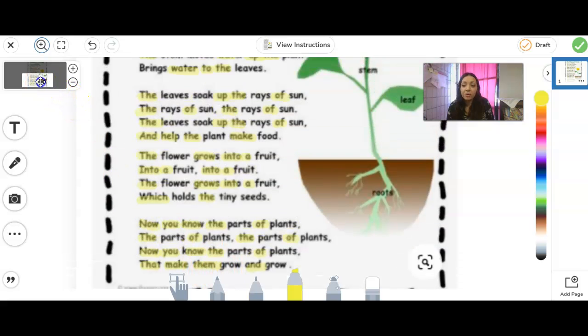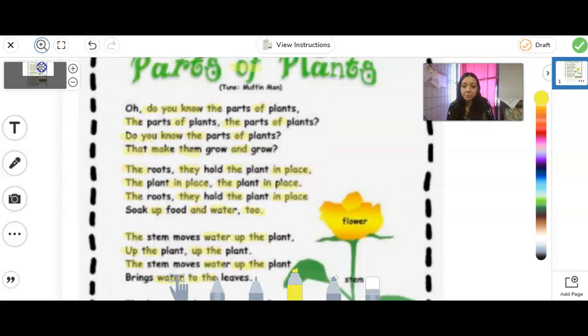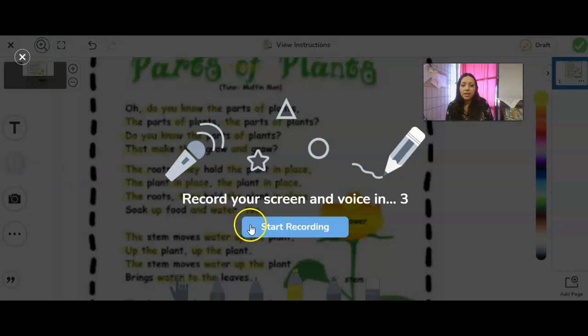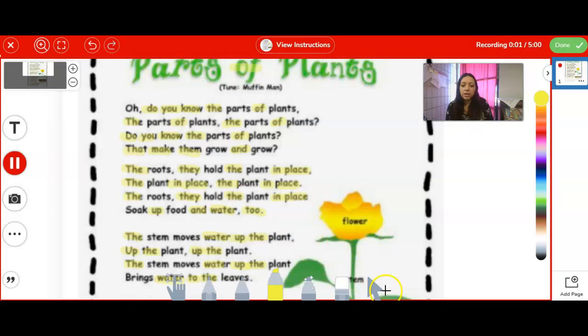Very good. All right, we're going to try to read through it now, okay? So this one's a little bit longer, but it's really, really repetitive, okay? So I have parts of plants, and I'm going to get ready to record it. So remember, when I record it, I'm going to hit start record, and then I can use my pointer to help me know where I'm at. Okay, so I have parts of plants.